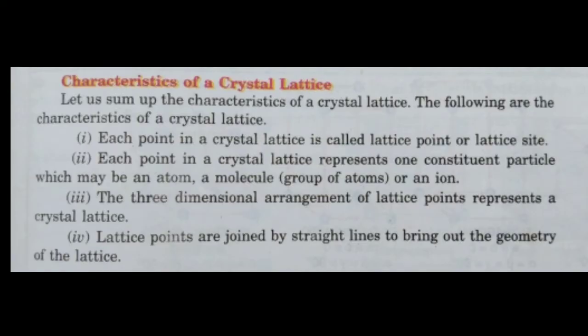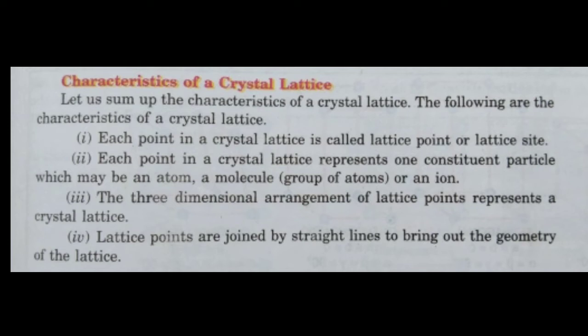So now let's see the characteristics of a crystal lattice. The first point: each point in a crystal lattice is called lattice point or lattice site. Number 2, each point in a crystal lattice represents one constituent particle, which may be an atom, a molecule, or an ion.